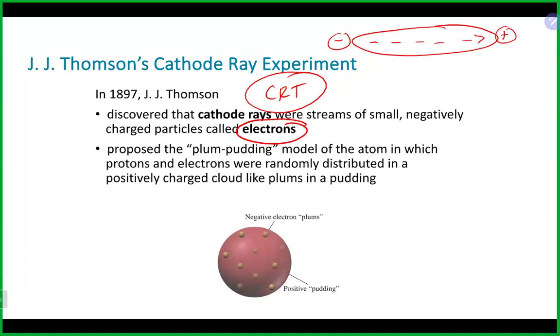Away from the negative side of the tube, you could put some type of fluorescent material on there and you could actually see where it hits. You might be familiar with a CRT, a cathode ray tube.